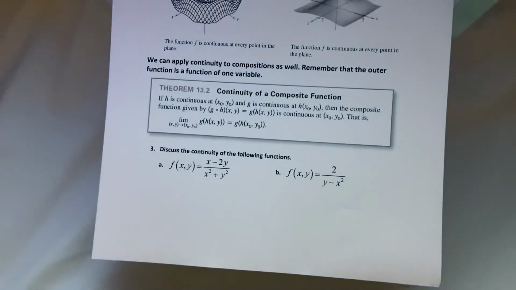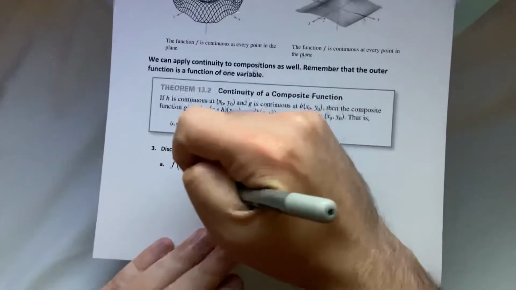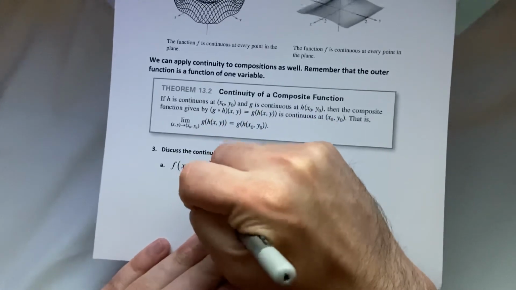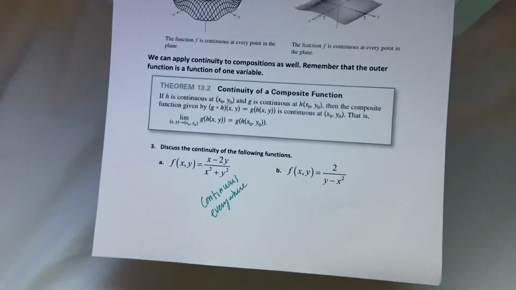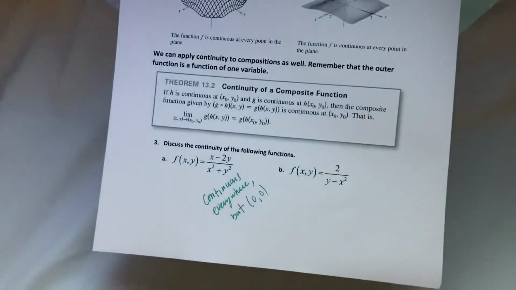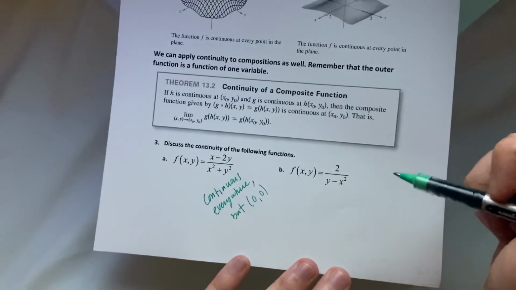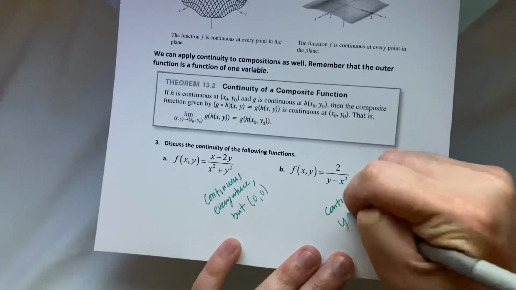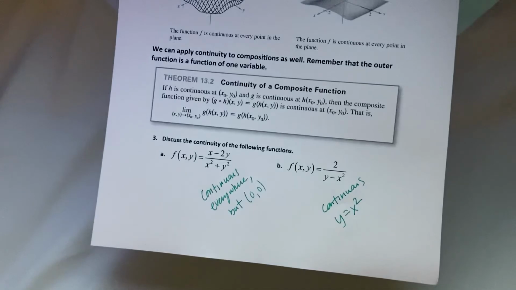f of xy equals x minus 2y over x squared plus y squared. This should be continuous everywhere but 0, 0. Because you can't divide by 0, so even if the limit exists, it doesn't matter, it's not continuous. Here, for f of xy equals 2 over y minus x squared, it's continuous except where y equals x squared. So that parabola. So again, it would make you divide by 0.